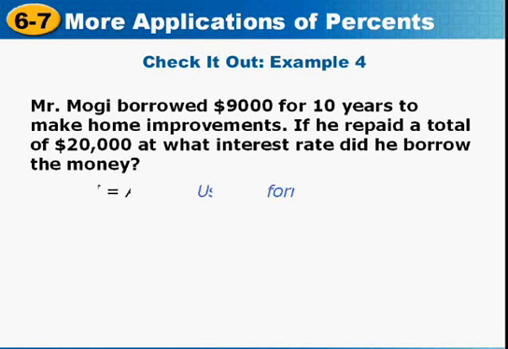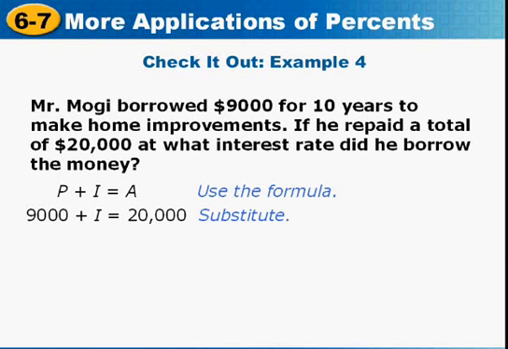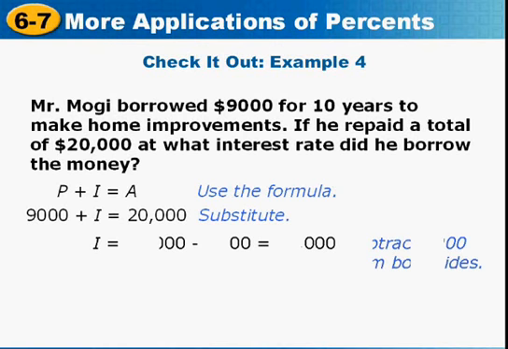Okay? First thing is, I know I'm going to use I = PRT because I see the interest. And I see the P, which is borrowed. I see the years. And I don't see I or A, or R. I know I'm going to solve for R. Oh, I've got to find I. So use principal plus interest equals the total amount, and it'll help you. $9,000 was borrowed, and the interest we don't know. That's what we're looking for. And the total he repaid was $20,000.